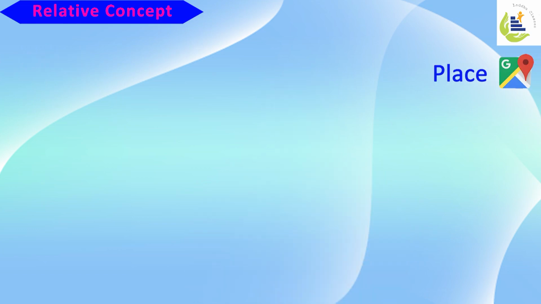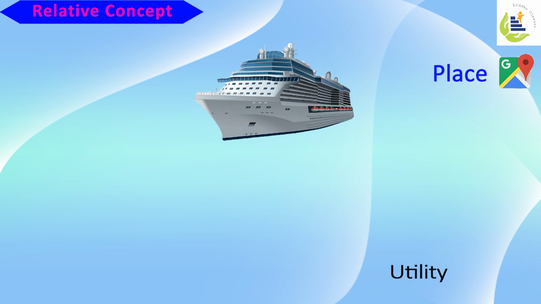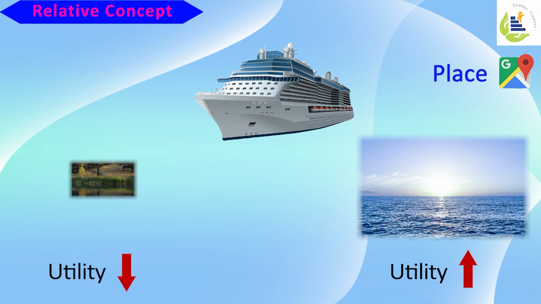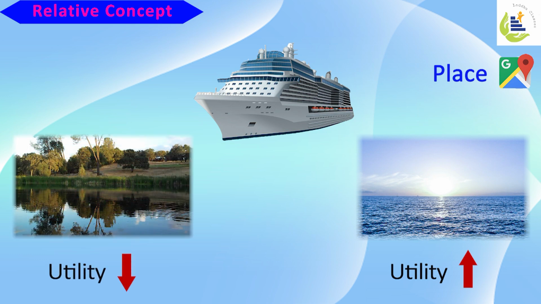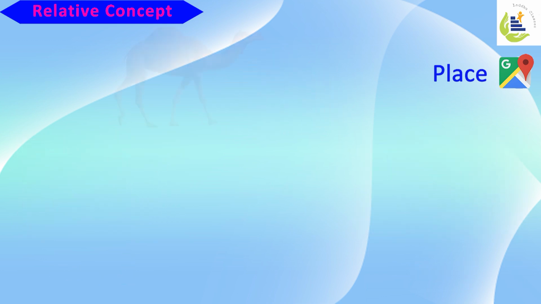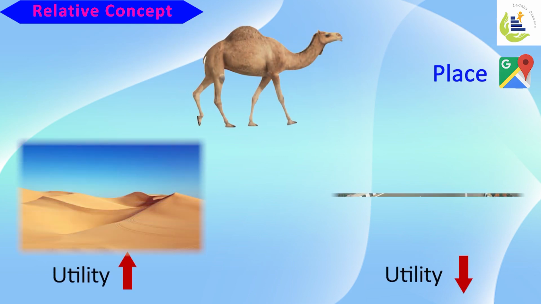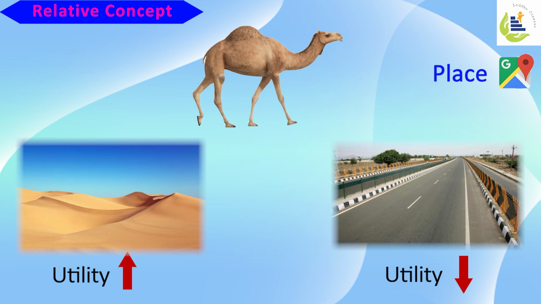Similarly, the utility of a commodity changes with place as well. Let us take some transport examples. Let's say a ship. The utility of a ship is very huge in the sea. It is relatively less in ponds or lakes. So if we change the place, there is a change in the utility of the same thing. Similarly, a camel has utility in a desert compared to places where concrete roads are there.